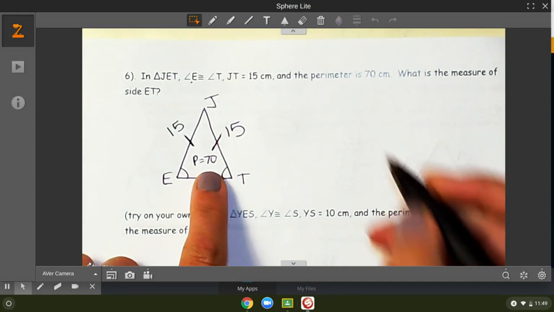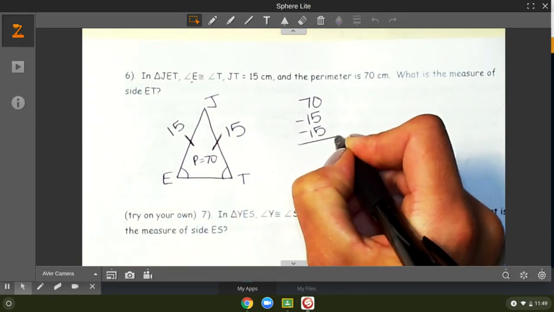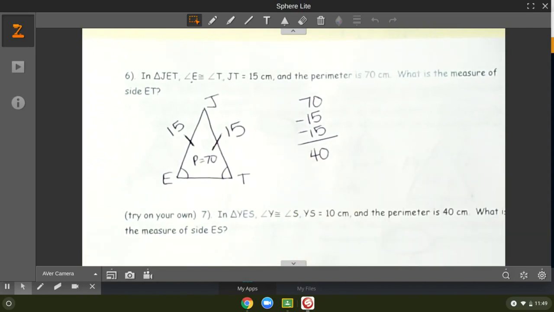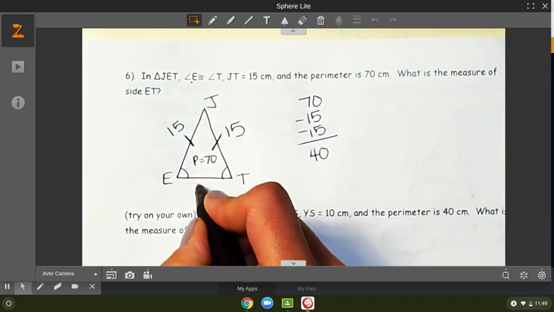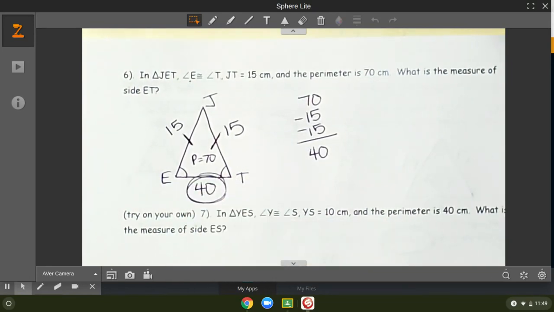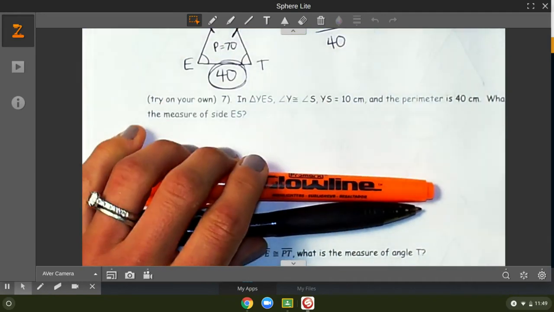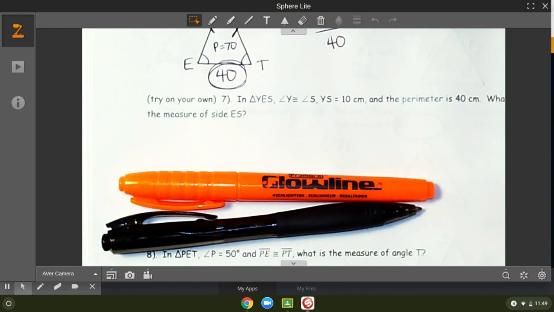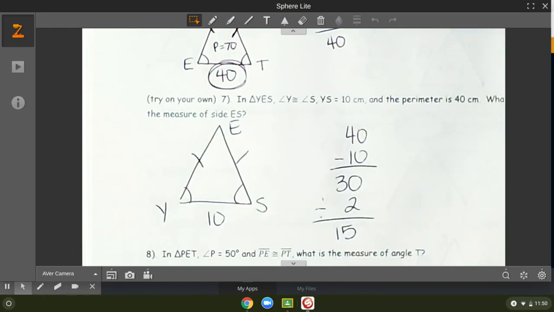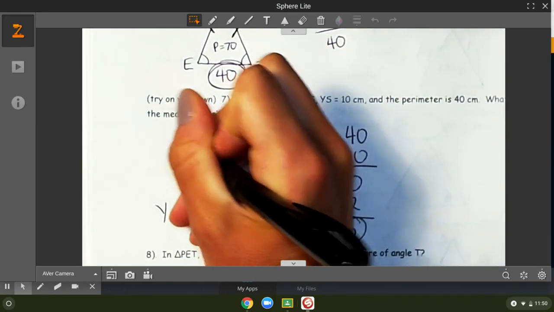So now what we can do is take the perimeter, subtract off the two sides that we know for sure, which means the last side, the missing side, is going to be 40. So side ET is 40. All right, next up, I would like you to try question 7 on your own. When you're done, you can go ahead, input your solution into the computer system, and then you can move on. All right, were you able to come up with 15? If you did, you have got it.